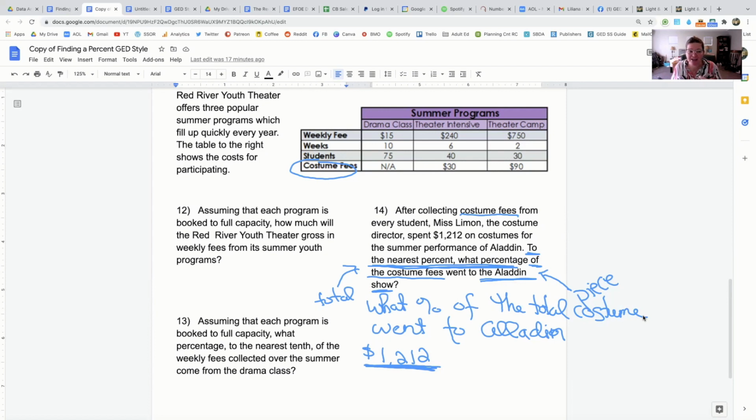Now, last time I gave you a whole problem, number 12, to go figure out the total, but this time I did it more like the GED will and just put the two steps together. Tricky, but let's go get the total costume fees.